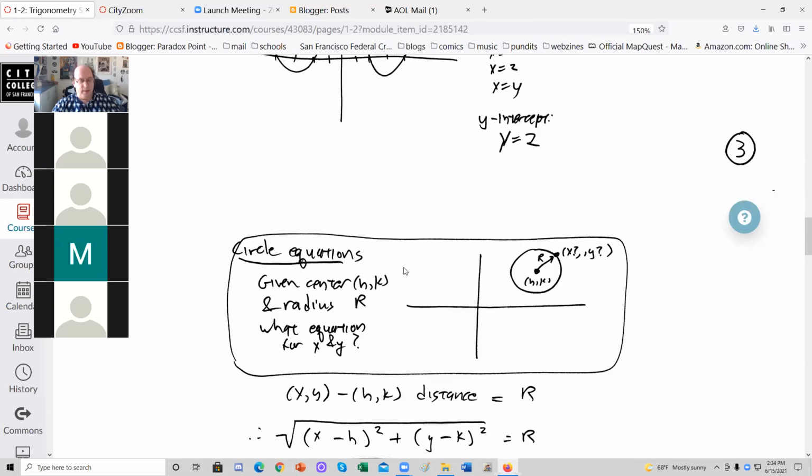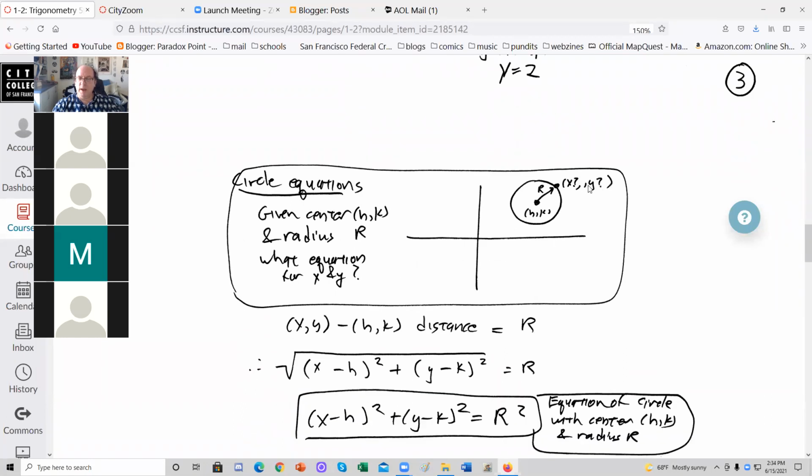Now, okay, this is a bit of jumping around, this, that, the other. Now we're getting to circles. The question is, here we have a circle with radius r and center h by k. What's the equation for a point x by y on the circle, given h by k center and radius r?